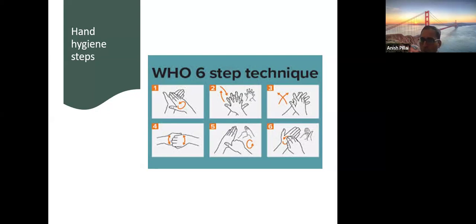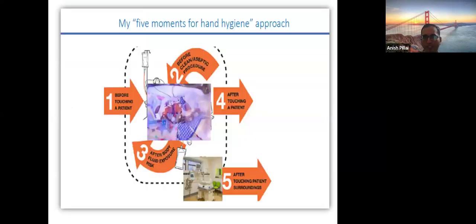It can be done with soap and water, or it can be done with an alcohol chlorhexidine hand rub. So if there is visible soiling, like if there is blood or stool, then it is better to use soap and water. If it is not, in between touching babies, even a sanitizer is equally efficient.